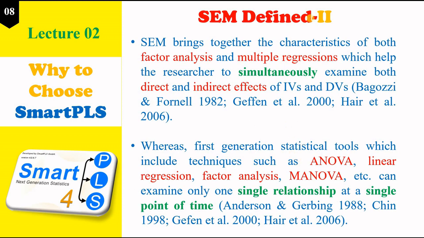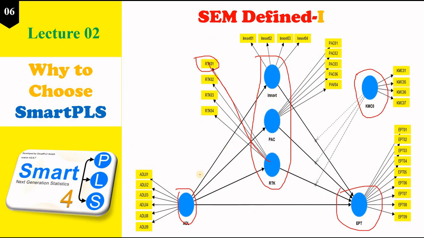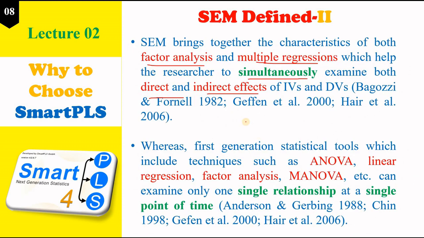Now, structural equation modeling is basically a combination of factor analysis and multiple regression. So with the help of factor analysis and multiple regression, we can simultaneously examine both the direct and the indirect effect. Here you're looking, this is the direct effect, this is the direct effect, and then the indirect effect, that means the effect of the ADL on EPT with the help of the PAC. So this is our indirect effect. These two types of effect we can check with the help of structural equation modeling.